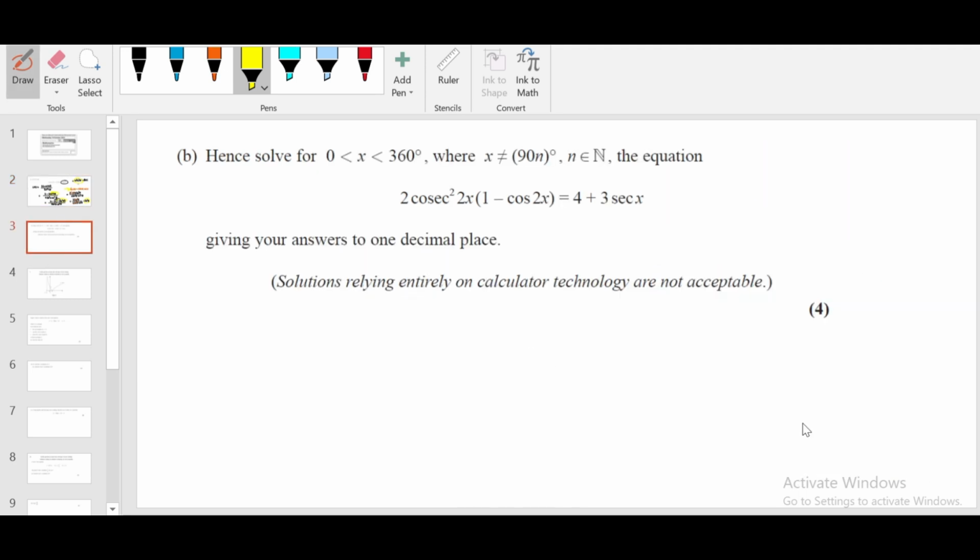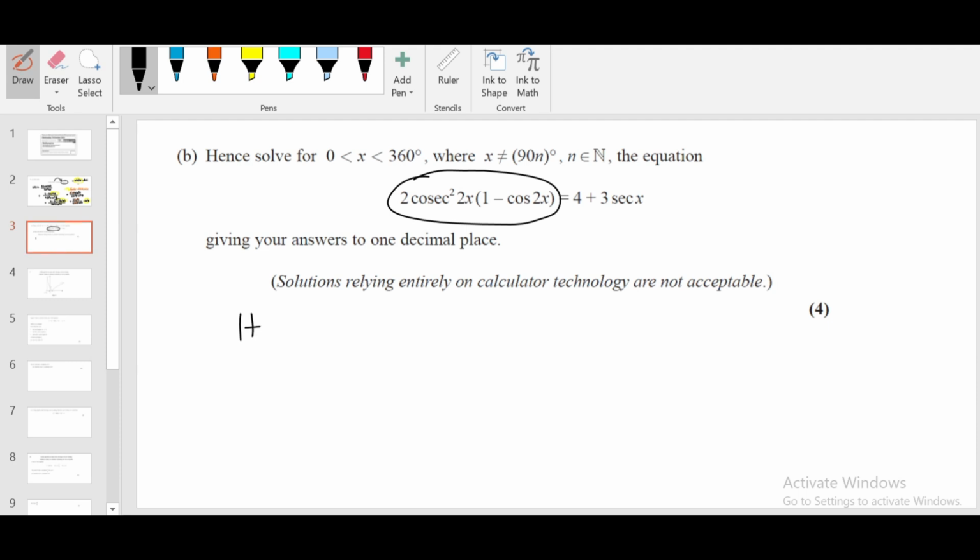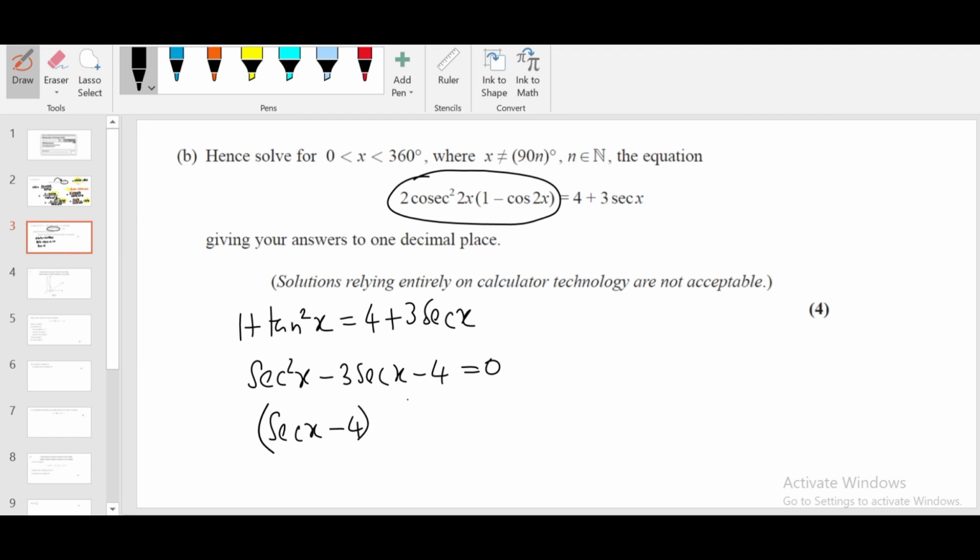Let's move on to part B of the question. Solving trigonometric equation. In part A, we have rewritten this in the form of 1 plus tan square. So here you can write it as 1 plus tan square x is equal to 4 plus 3 secant x. 1 plus tan square is secant square. So secant square minus 3 secant x minus 4 is equal to 0, which is basically secant x minus 4 times secant x plus 1 is equal to 0.